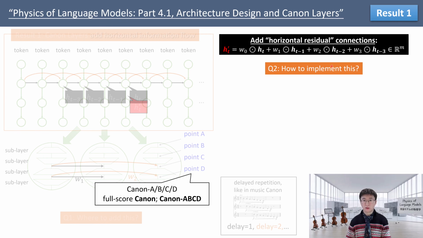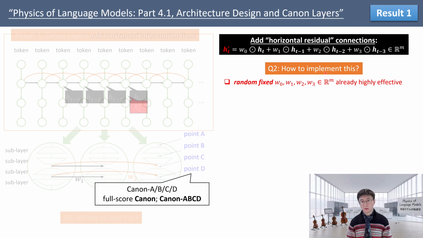And the next question is how to implement this. There are at least three different levels of detail regarding how complex you want to make the Canon layers. The simplest, most naive implementation is to make those weights randomly chosen and then fix them throughout the training. Of course, for each different layer, like point A, B, C, D, or each big layer, you want to have different random seeds. But once they are randomly initialized, you don't change them and just leave them there.